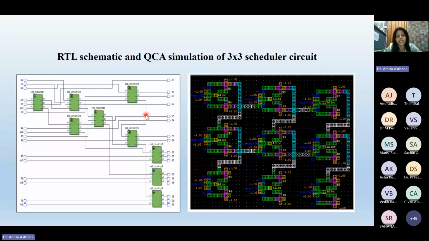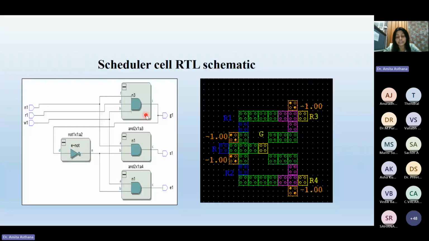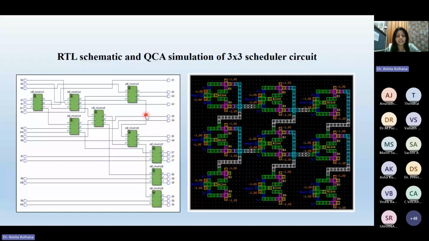Again, this particular design has been increased to a 3 cross 3 scheduler. That means this is a 2 cross 2, and now I have increased up to three users at the input side and 3 users at the output side. And thus this complete system, this figure is representing the design using quantum dot, and this figure is presenting the design using SystemVerilog.